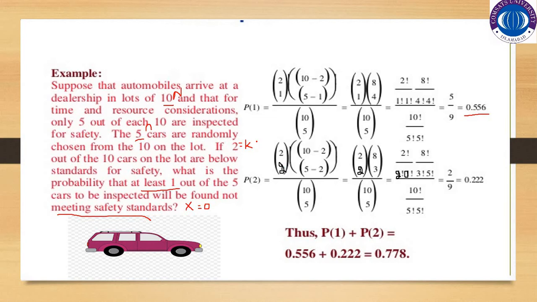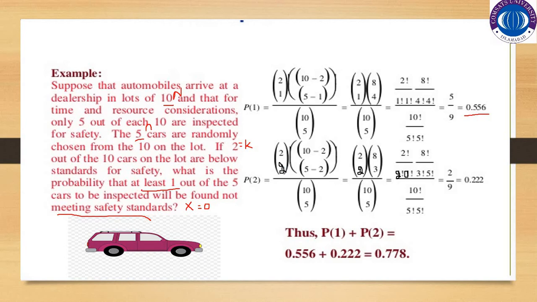So this is the lower limit. You can go above this as much as you are allowed. So we have substituted x is equal to 2 here. That is the probability of 2 cars not meeting the safety standards, which, on substituting and solving, you will get 0.222. So this is the probability that 1 car will not meet the safety standard. This is the probability that 2 cars will not meet the safety standards.